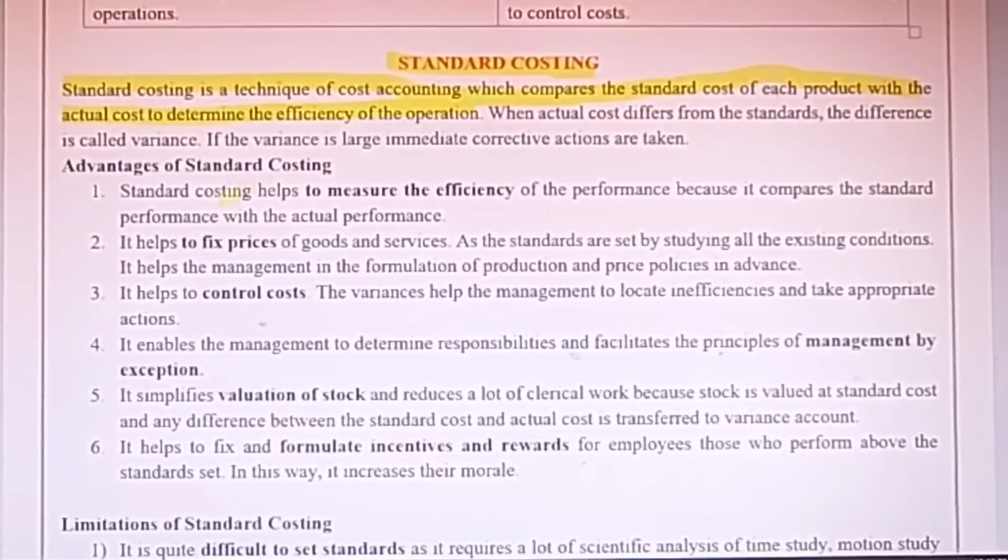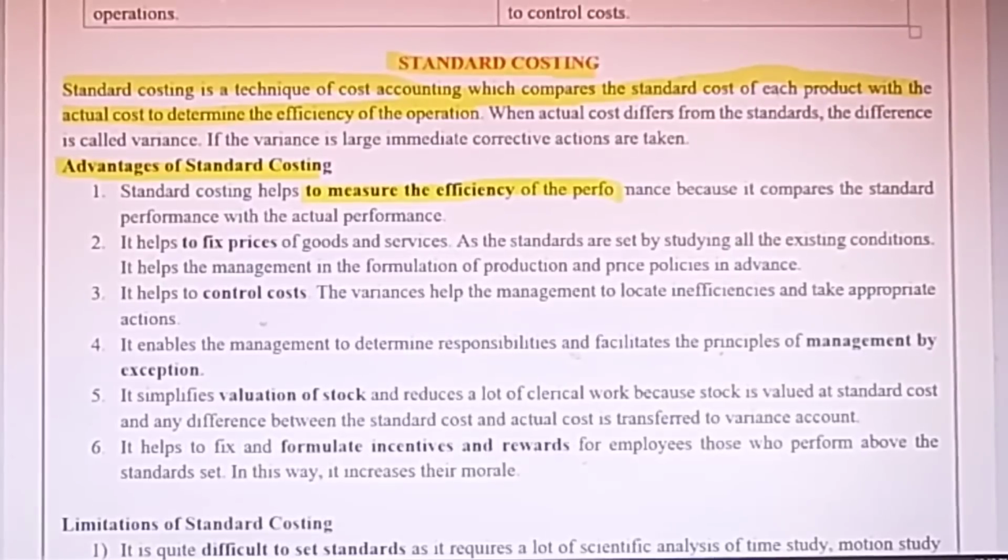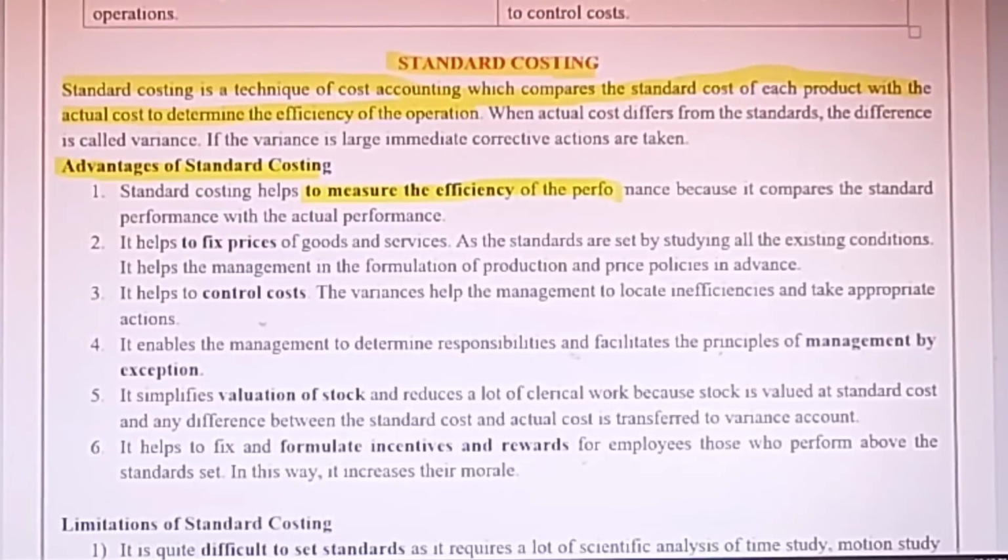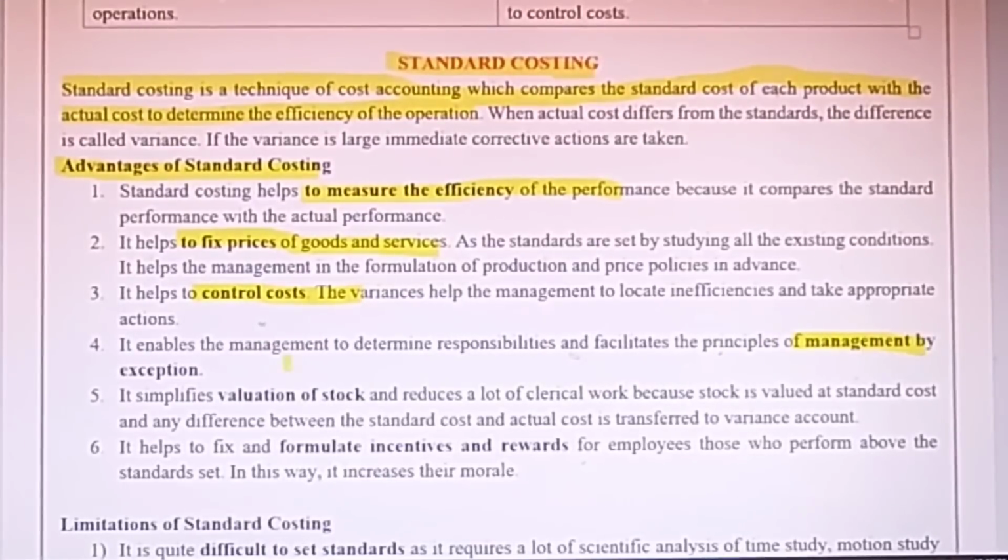And let's see the main advantages of standard costing. Basically, it measures the efficiency of the performance, like whether the employees have performed up to the standard, more than standards or less than standards, and accordingly the actions are taken. And then it helps to fix the prices of goods and services. This is a very simple point. Then it controls cost, it avoids wastages, and it helps to apply management by exception.